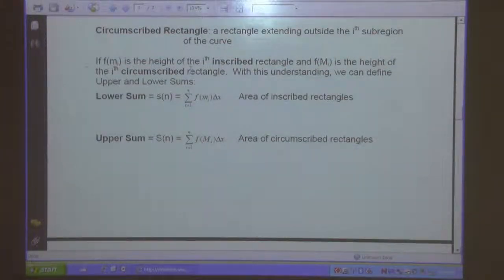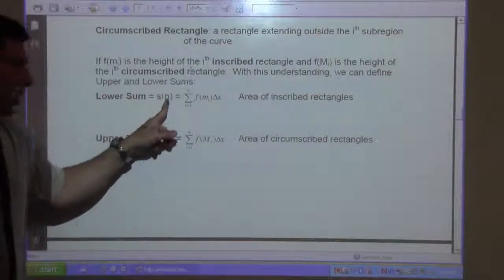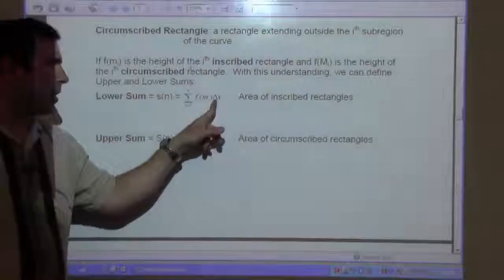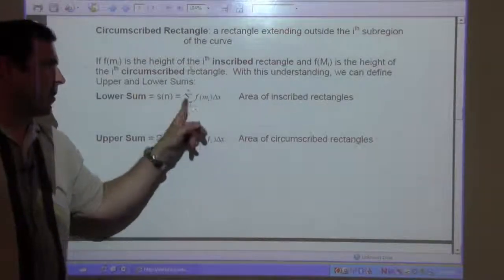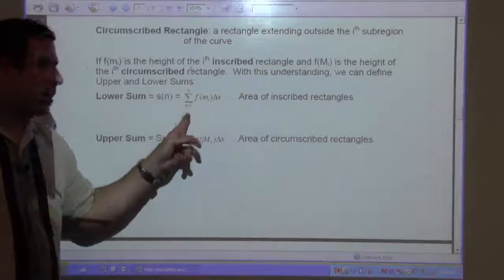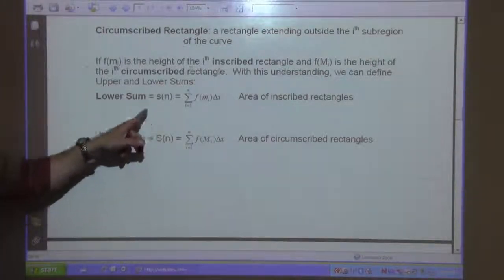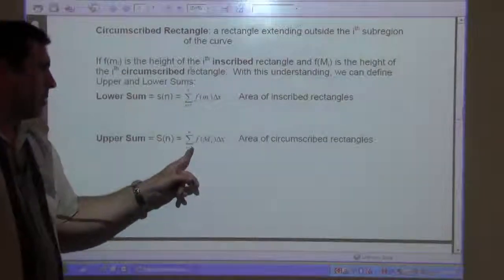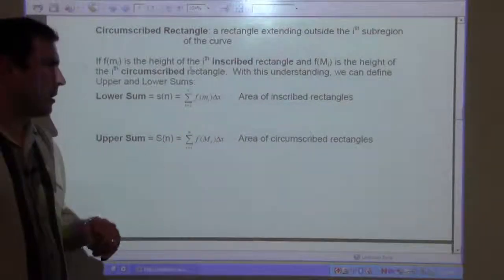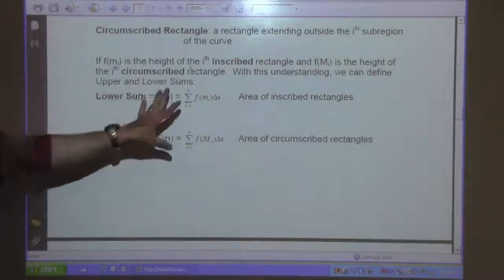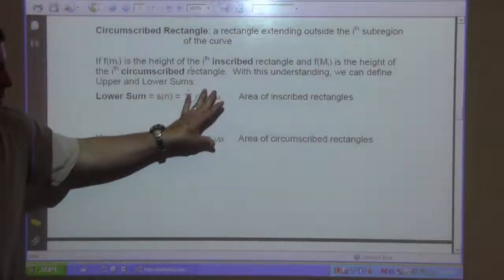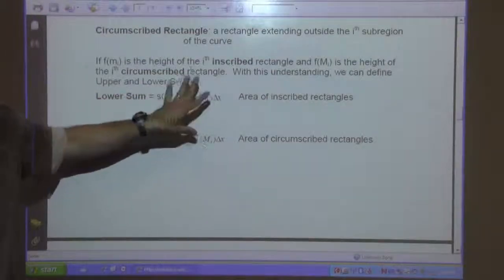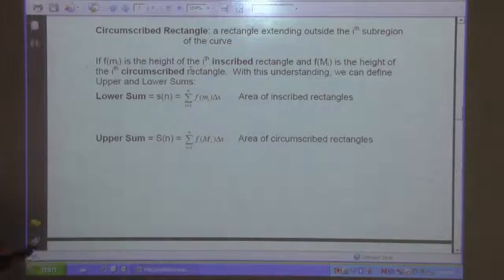So our lower sum, little s sub n, is the sum as i goes from 1 to n of f of m_i delta x. This gives us the area of the inscribed. And the circumscribed has a capital S because it extends beyond. i goes from 1 to n of f of M_i delta x. So now the key to this is to be able to come up with enough intervals so these are the same value. Then we know we have the actual area under the curve.